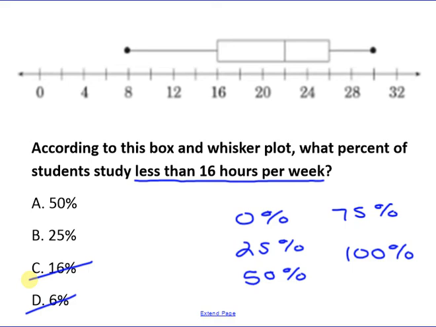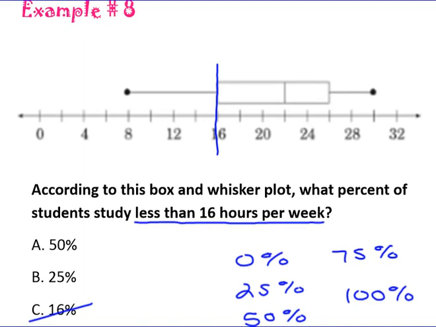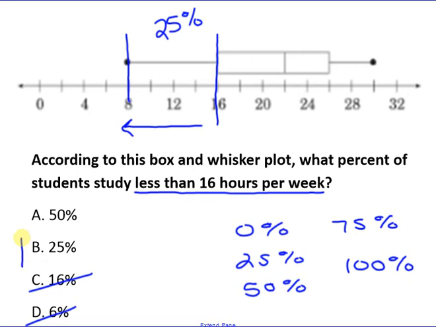We can get rid of D and C automatically when we're talking about a box and whisker plot. Okay? So, according to this box and whisker plot, what percent of students study less than 16 hours a week? So find 16, and it wants to know how many study less than 16 hours a week. So less than means it's going to go towards the left. So from here to here is 25%. And since I only want less than, that's all I need. I don't even need to fill out the rest. So the answer is going to be B, 25%.